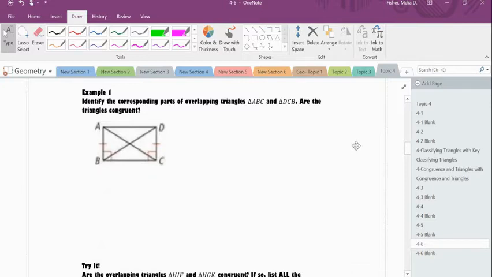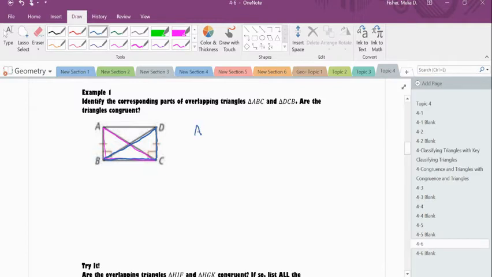In example 1, we're going to identify corresponding parts of overlapping triangles ABC and DCB. So I'm just going to highlight these here so we can see what we're talking about. Triangle ABC, and we're talking about triangle DCB. So we have two overlapping triangles, and we're going to identify the corresponding parts.